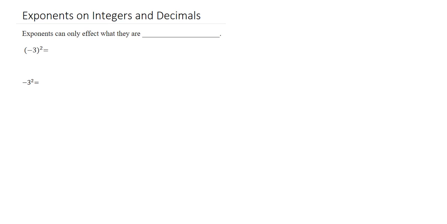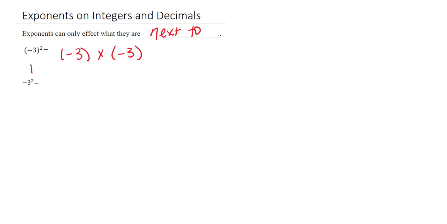Exponents on integers and decimals. So exponents can only affect what they are next to. So let's look at this example to see what this means. So we have in parentheses -3 raised to the second power. Because it's in parentheses, we're actually going to be multiplying -3 times -3, right? So we have two copies of this.